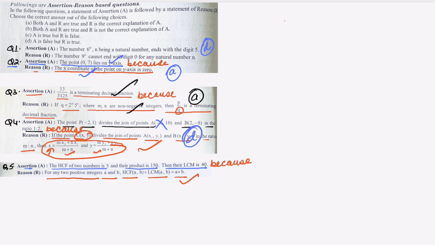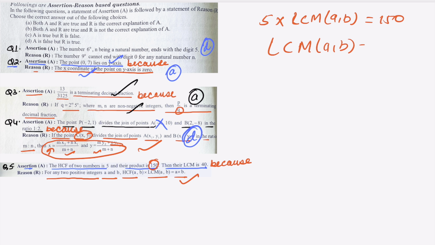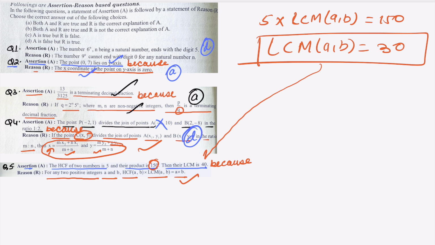Now what we have to see is assertion. So let's say I'm saying HCF of these two numbers, that is 5 into LCM of a comma b should be equals to product of these two numbers, that is given 150, equals to 150. So from here LCM of a comma b will be equals to 30. But in assertion it is given that LCM is 40. So assertion is wrong and reason is correct. Again the answer will be D. Okay, so the answer of first will be D, second will be A, third will be A, fourth will be D, and fifth will be D.